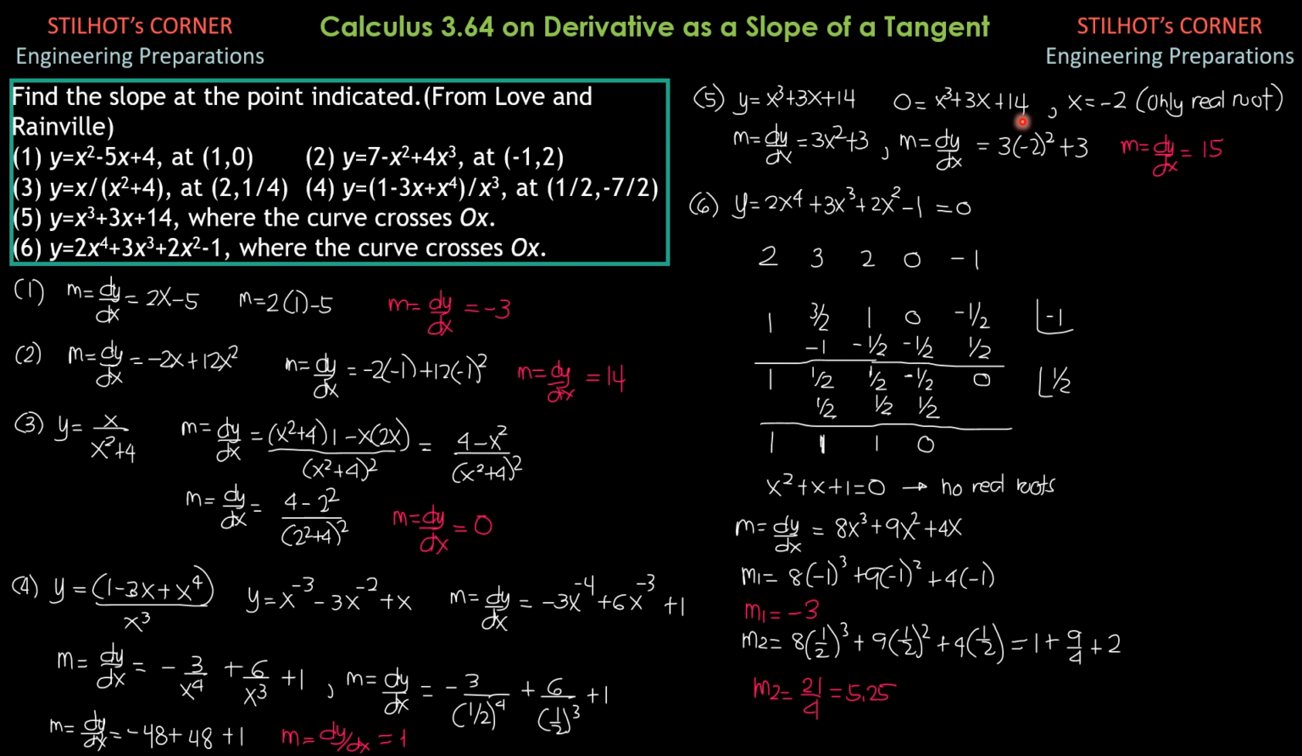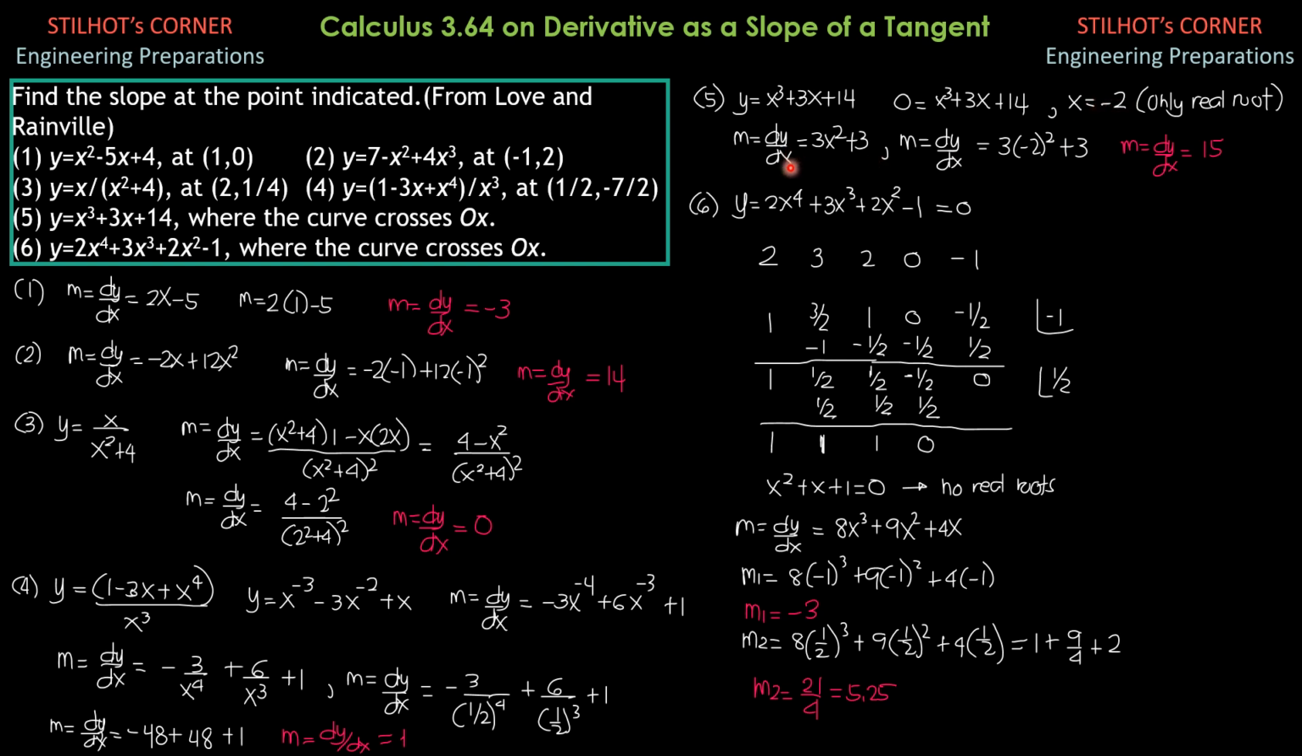Since your calculator is allowed here, we can find the roots of this cubic equation. In fact, the allowed calculator is also capable of evaluating roots of a quartic equation. This is only cubic, so x is negative 2. The other roots are complex conjugates, so this is the only real root. Therefore, we find the slope of the tangent at x equals negative 2.